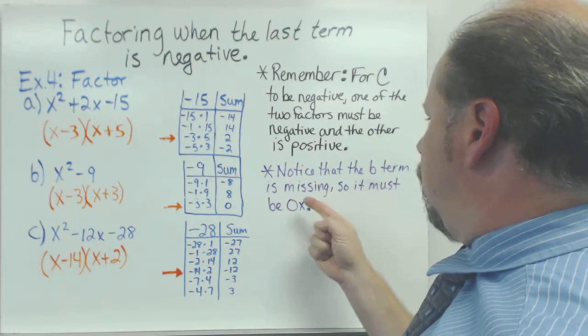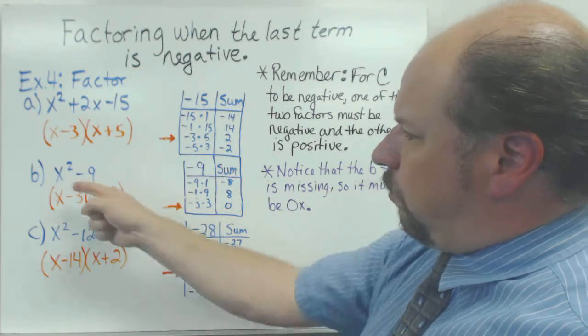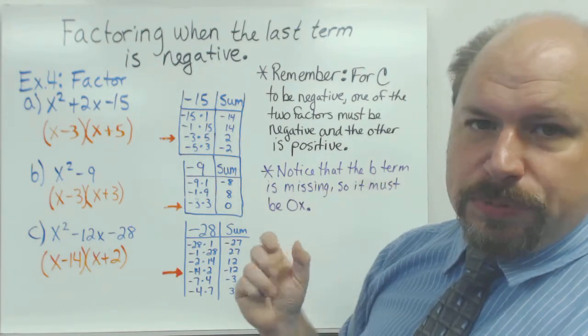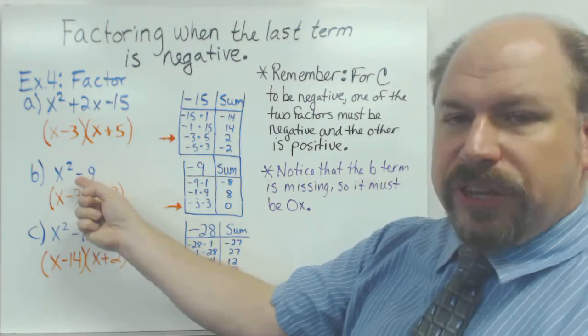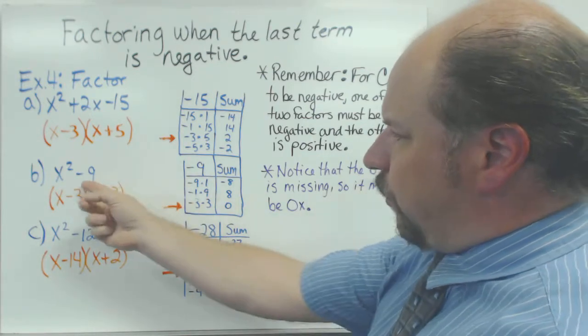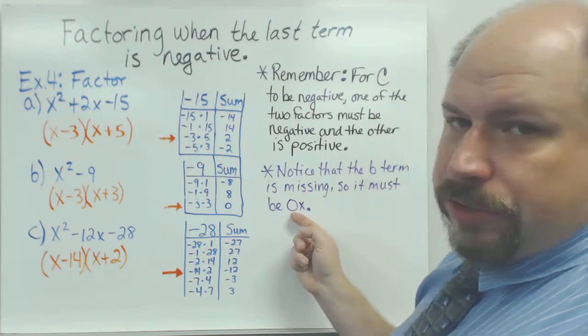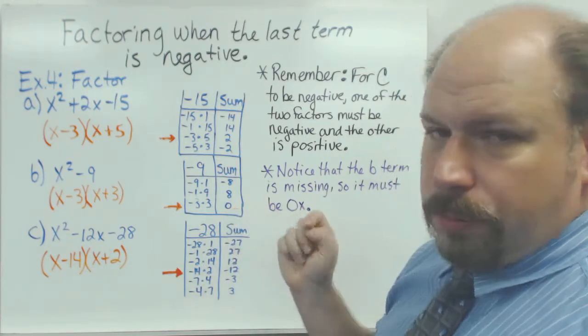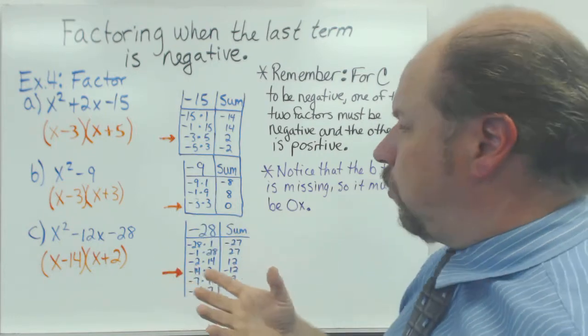Next one, we have x squared minus 9. So notice that the b term is missing here. There is no something x in the middle. So for this to be missing, our b term must be 0x. So that means b is 0. So we want our sum to end up being 0.